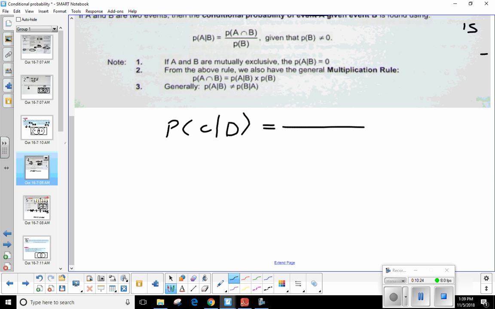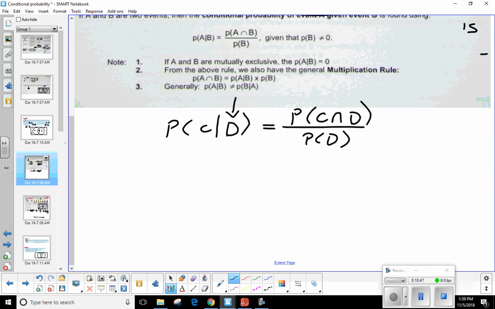What would the numerator be for this one? The probability of the intersection of the two events. So the probability of C intersecting D. And what would I divide by? The probability of D. Whatever is given, the second item, that's what you always divide by: the probability of event D occurring.